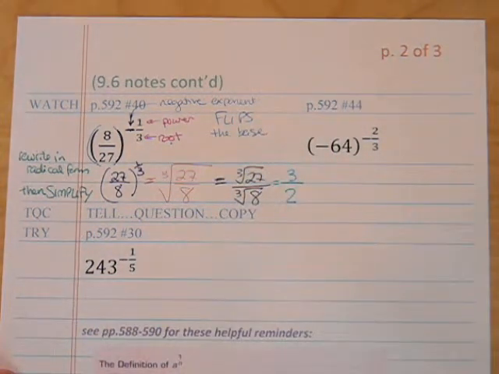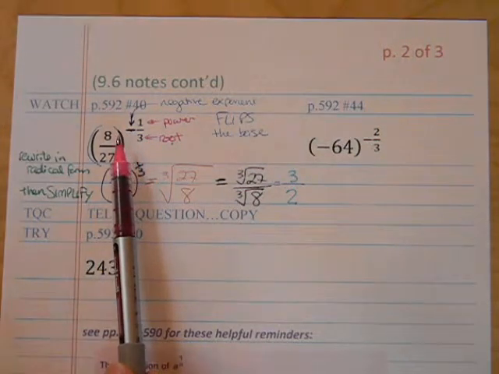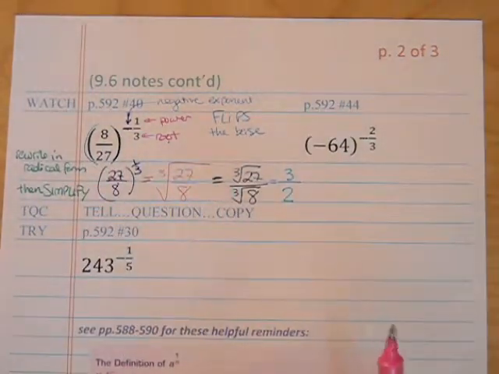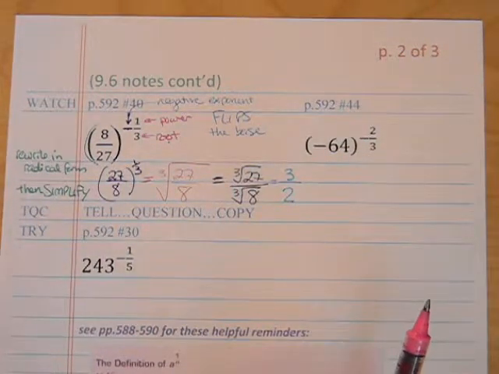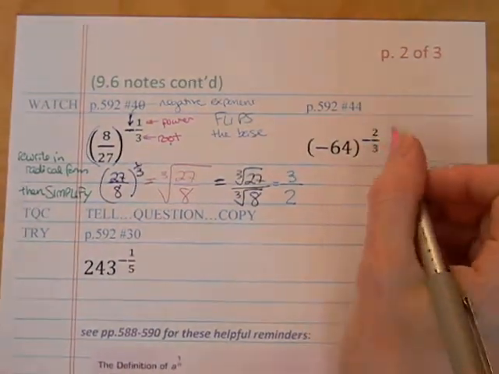Remember, we don't stop until there's no negative exponents. That caught some of you on the test. You hadn't quite grasped that. You don't stop until the negative exponent is now positive, until the negative does its job. So let's try number 44.